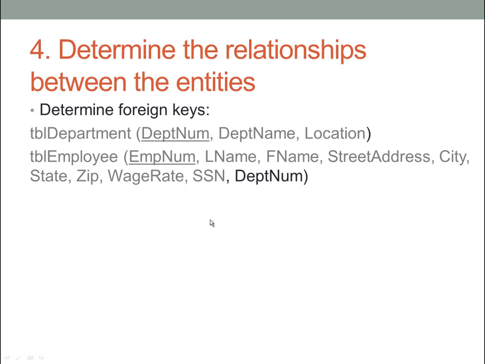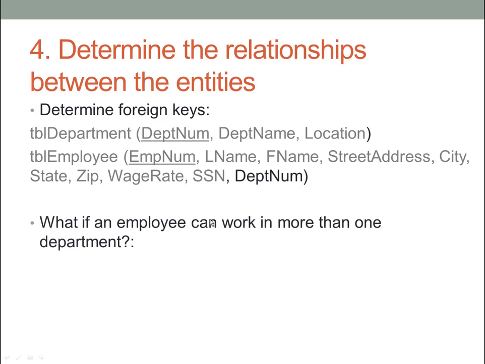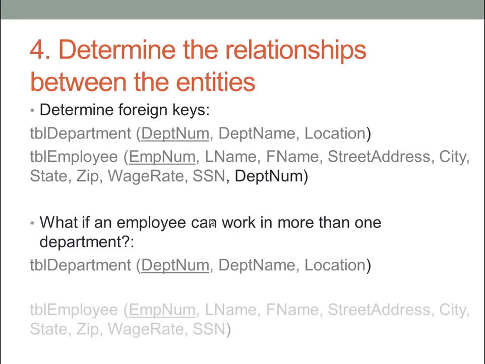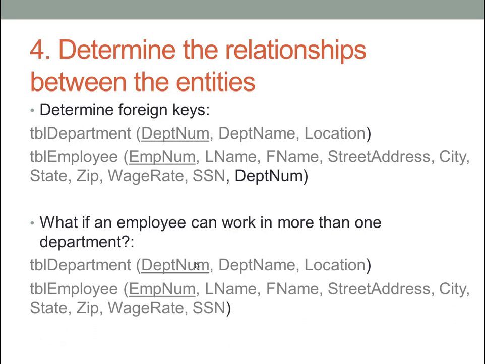In that type of a situation, then I need to have another table. So I still have my department table. I still have my employee table. Notice there's no department number in my employee table. And I now have a third table called Works In that lets me know which employee works in which department. So here I could have an employee number 5 be in department 6 and employee number 5 be in department 7.